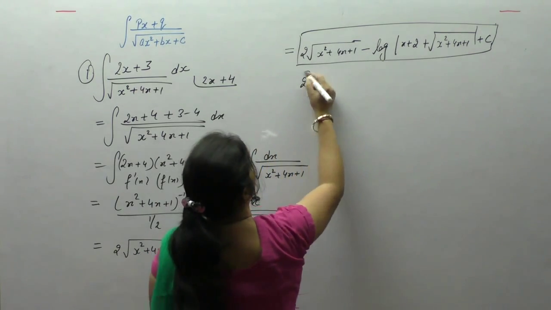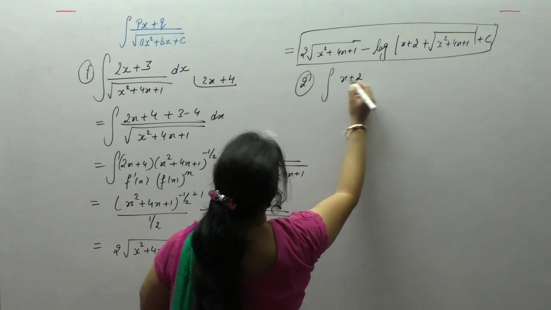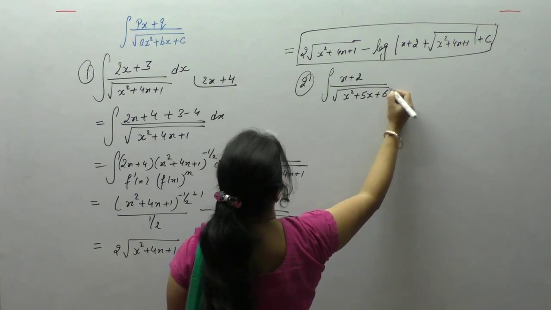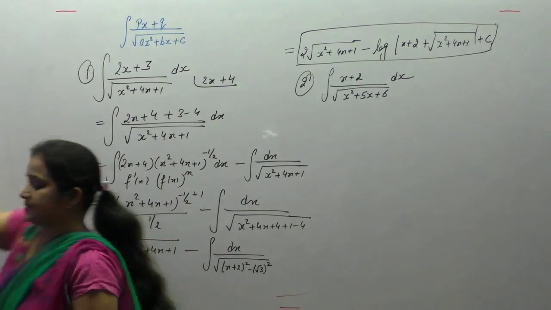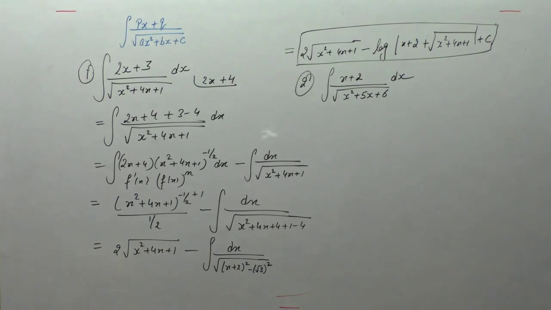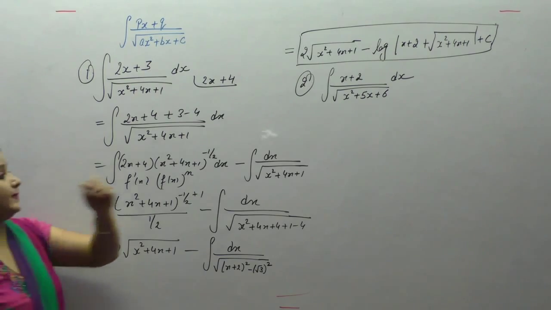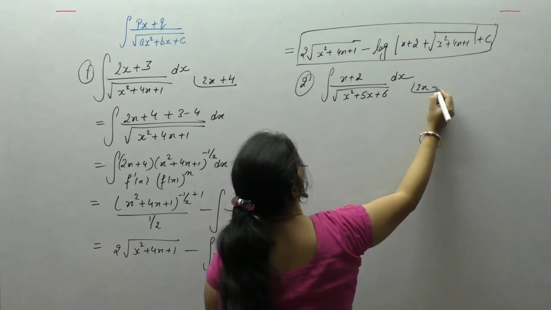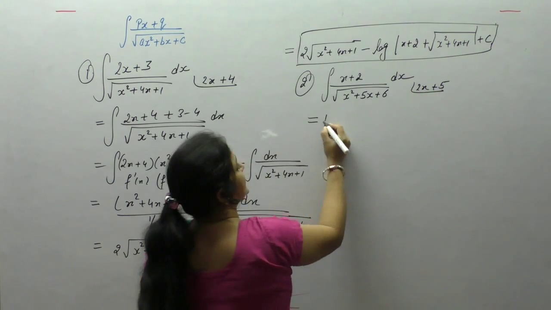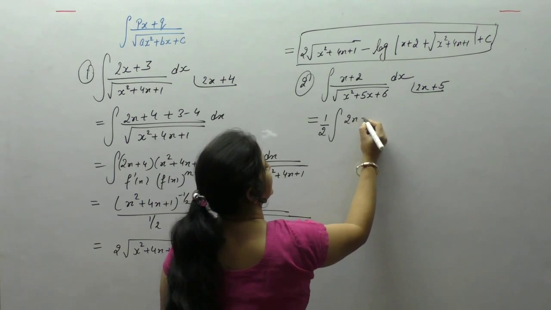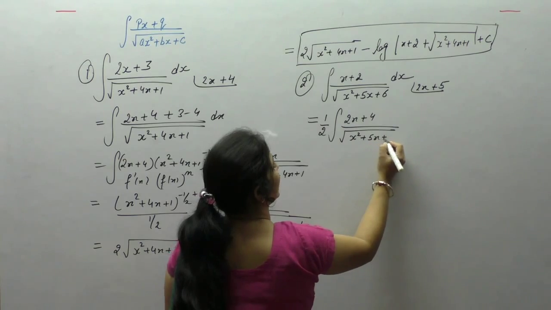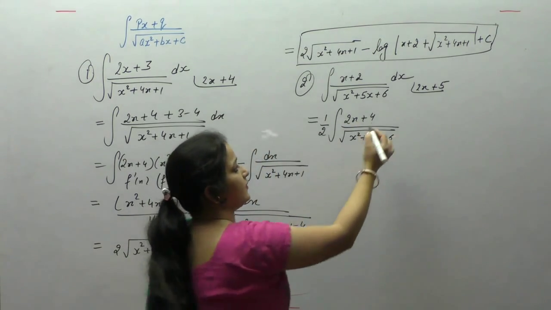Next is integral of x plus 2 upon square root of x square plus 5x plus 6 dx. Complete the derivative first. Derivative of x square is 2x and derivative of 5x is 5. Multiply and divide by 2 in the numerator. Now we want the term 2x plus 5, so add and subtract 5 in the numerator.